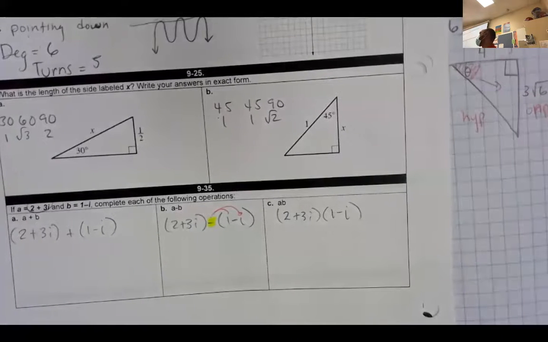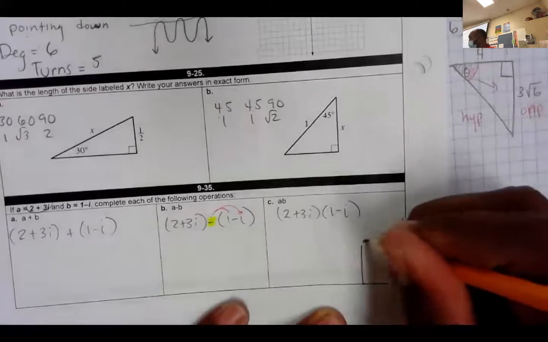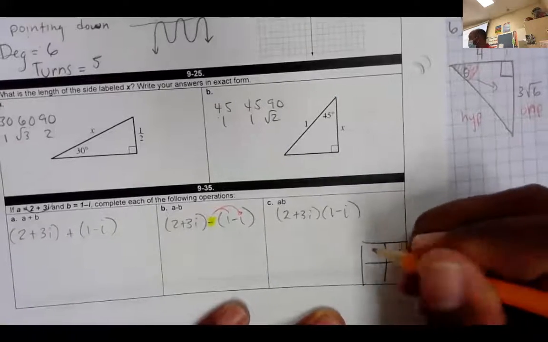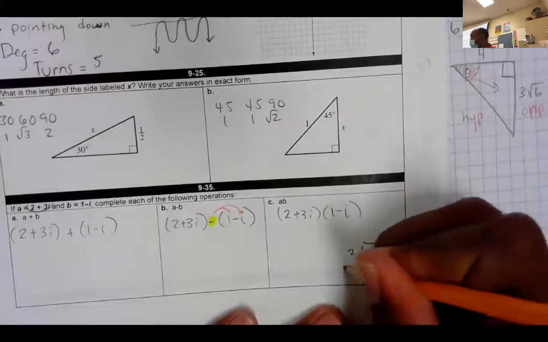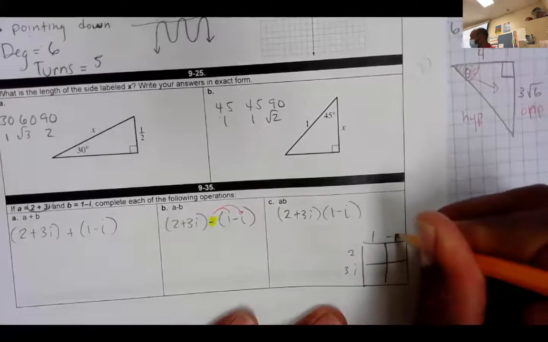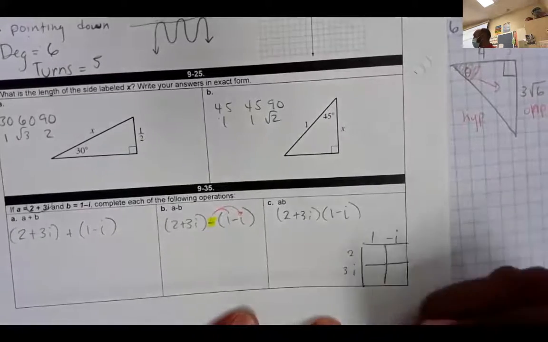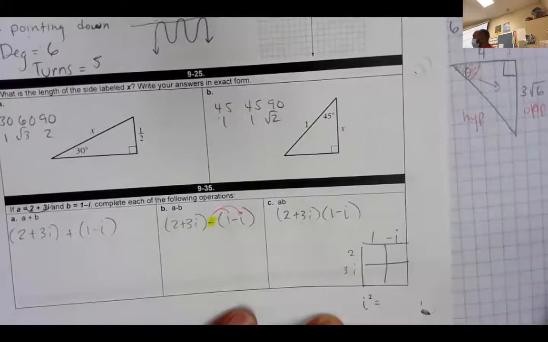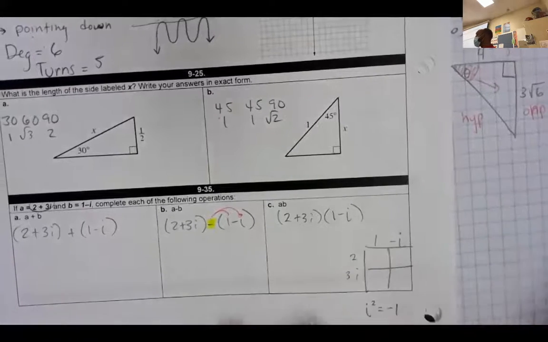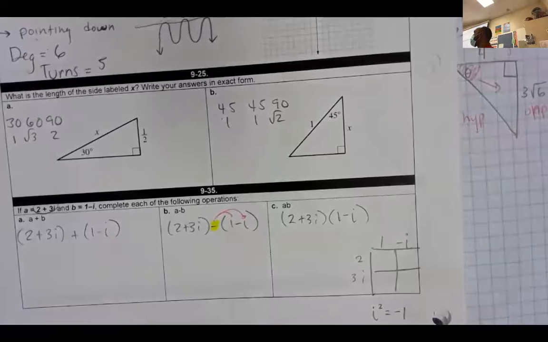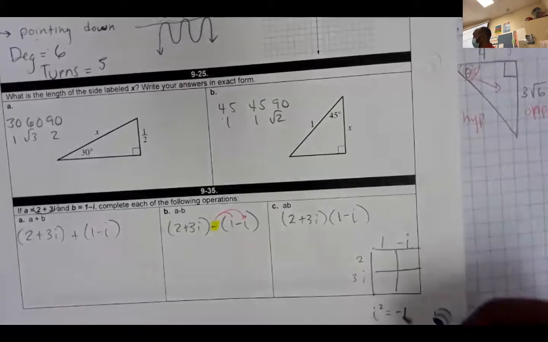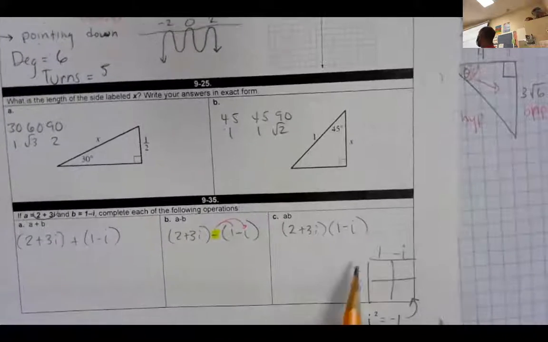And how do we multiply that? Yeah, you use the box. So set up your box. Now, when you use the box and we're dealing with i, we need to remember i times i, or i squared, is equal to what? -1. Which box is going to have i squared in it? The one on the bottom right, because we have i times i.